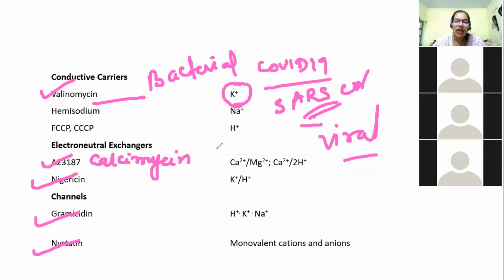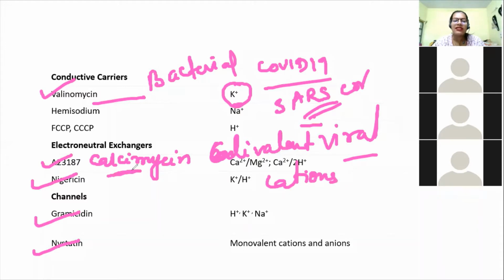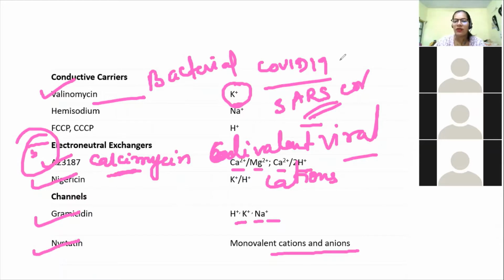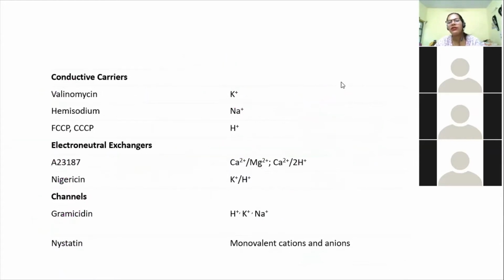Calcimycin is for divalent cations. Even the name says it is related to calcium, but please remember it is for divalent cations, where you have calcium 2+, Mg2+, or calcium 2+ twice of H+. Now gramicidin: H+, K+, Na+. Nystatin: monovalent cations and anions. Out of all these, just remember these 5, and a few of which we are going to discuss now. Please stop me in between if any doubts are there.